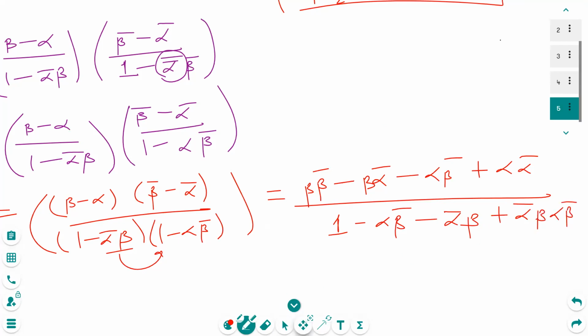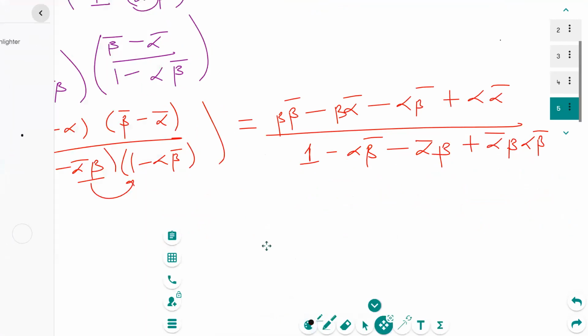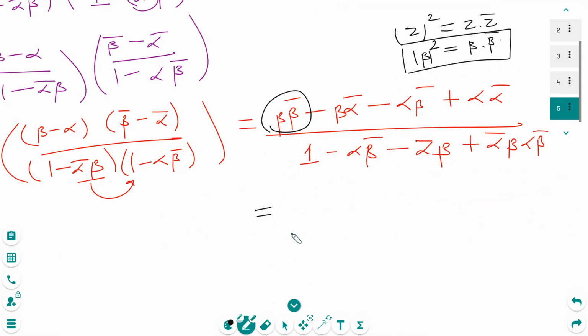So this is okay with you? I just multiplied it. Now, can you tell me what this is? Remember modulus of z square was z times z conjugate. So beta times beta conjugate will become beta modulus square. Is this clear? So this will be beta modulus square, so this is beta alpha minus alpha.